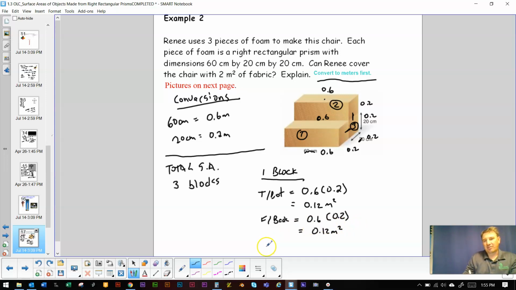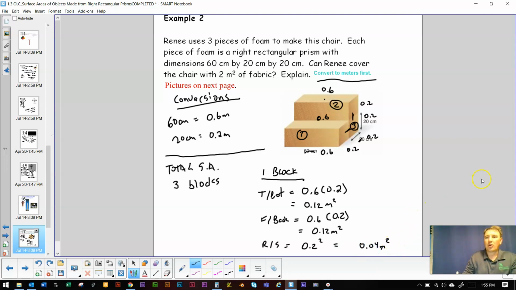Now we've got the sides, so I'll just put the right side, left side. These are actually squares, because the width of it and the height of it are the same. So the width and the height are going to be 0.2. So it's really just 0.2 squared, which is going to equal 0.04 meters squared.